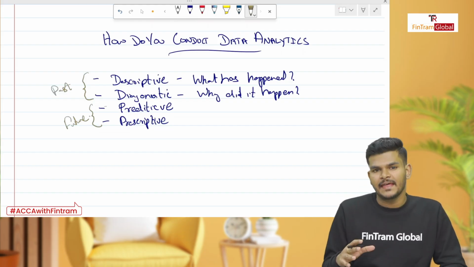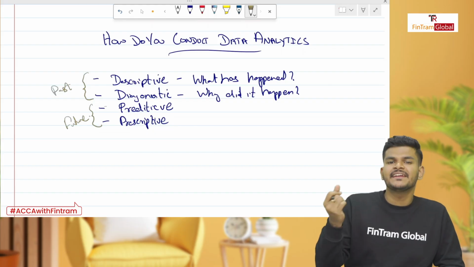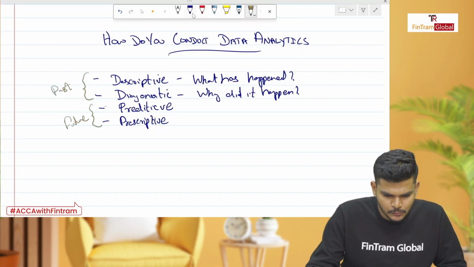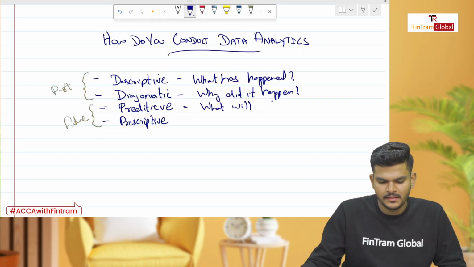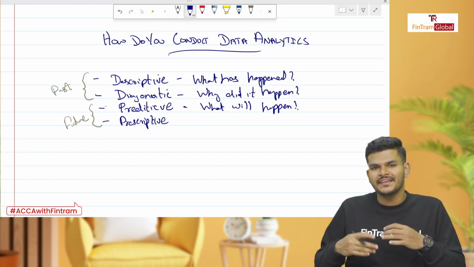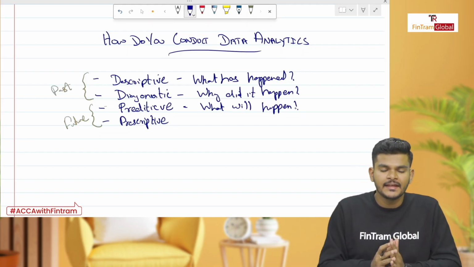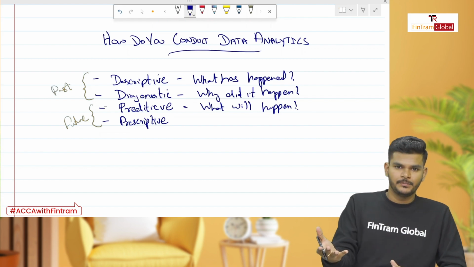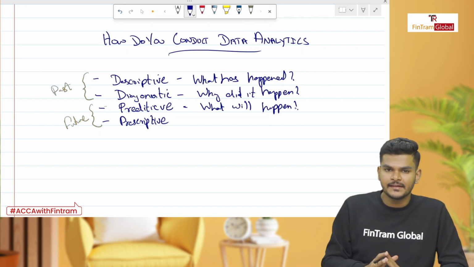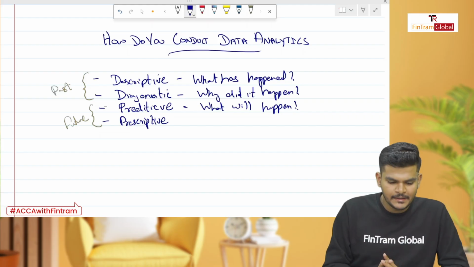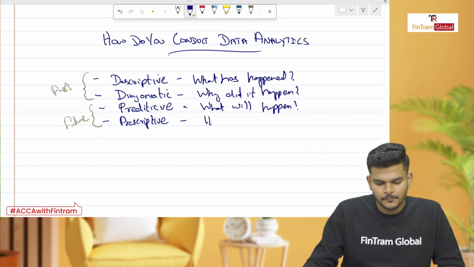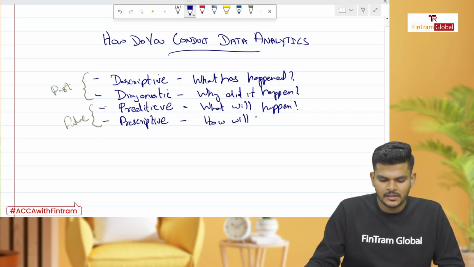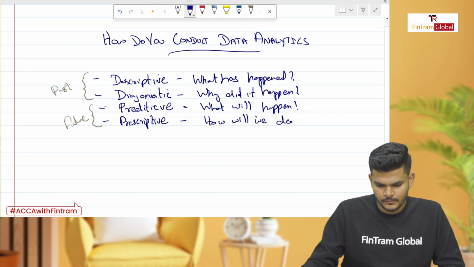But after you understand that, what is the next step? You would be predicting things, right? So predictive analysis. So what will happen? So over here, what we do is we assess the current information that we have, right? And predict what can happen in the future. Okay, folks, so that's basically what predictive analytics is all about. And then finally, we have prescriptive, right? Prescriptive is all about how will we deal with it.